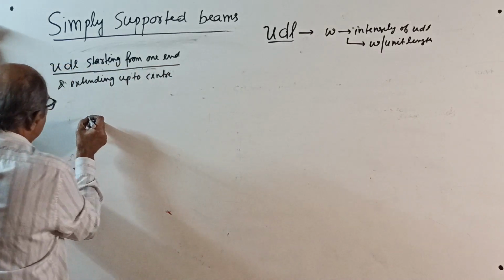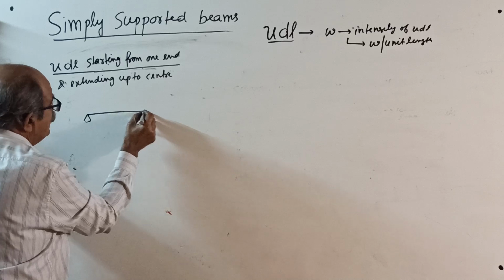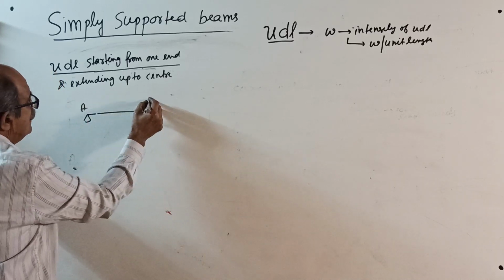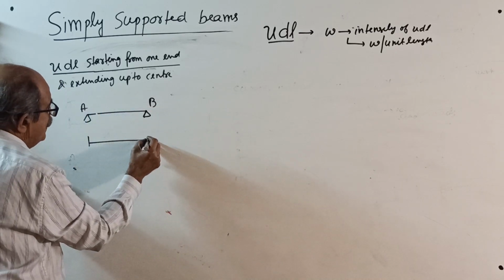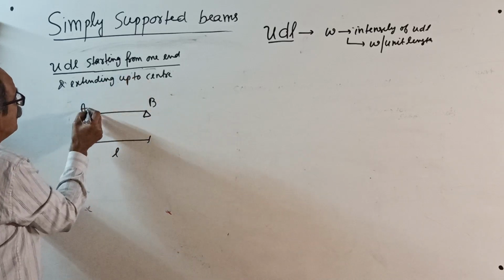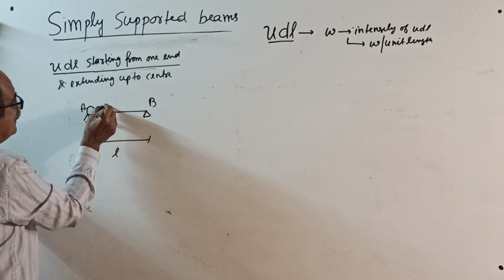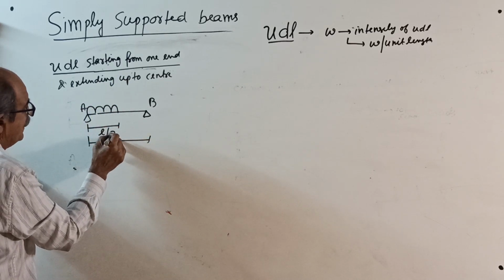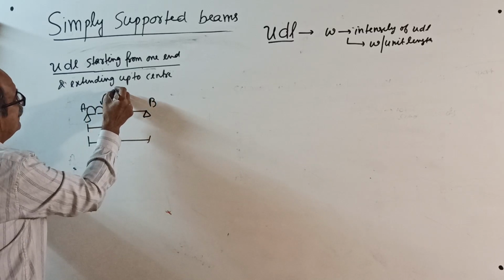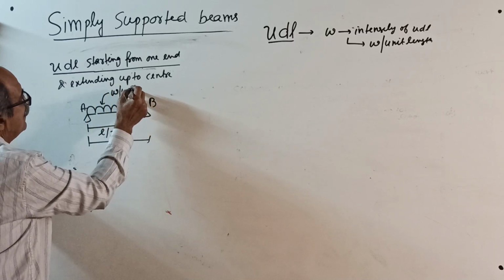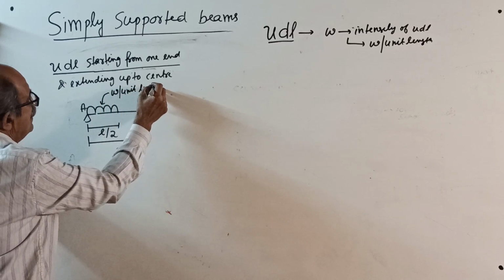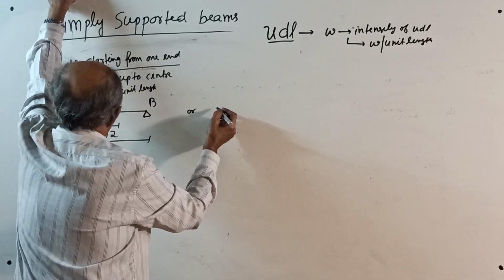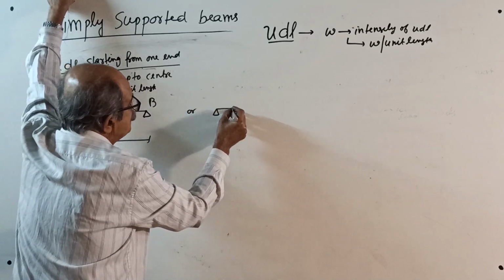See here. You simply supported beam, little smaller. Okay. Space problem. AB, span L, starting from one end. See here. Loaded length is L by 2, exactly L by 2. Intensity is W per unit length. See. Or it can be also this way.